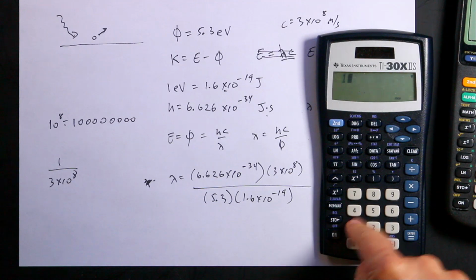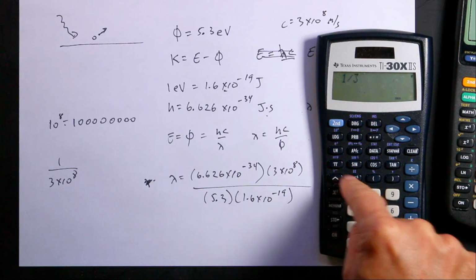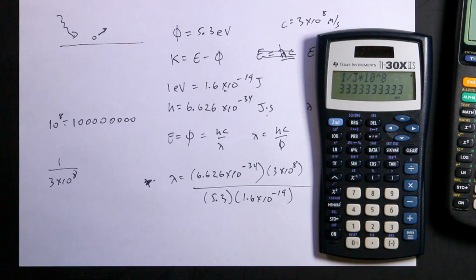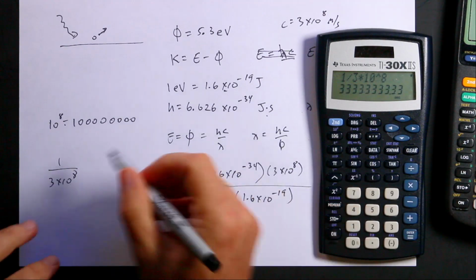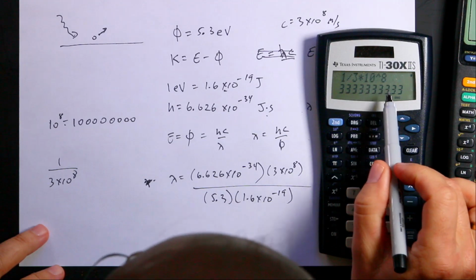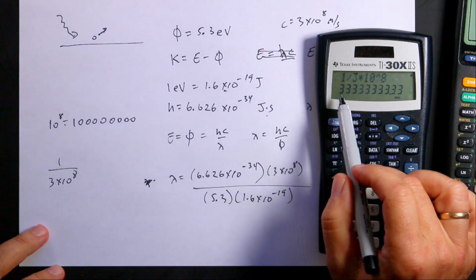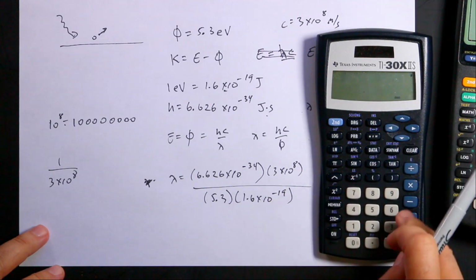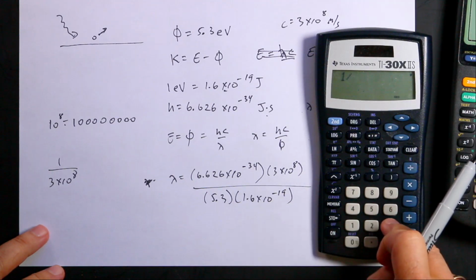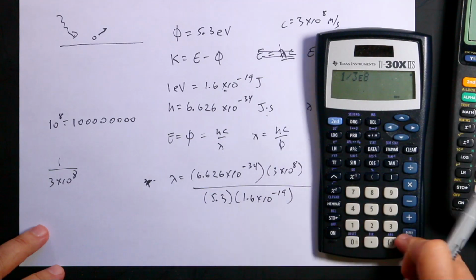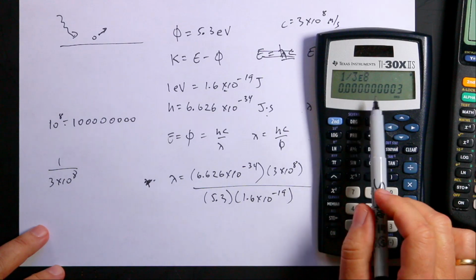So if I do 1 divided by 3 times 10 to the 8th, I get 3, and this is 1, 2, 3, 4, 5, 6, 7. I get 3 times 10 to the 7th. That's wrong. If I do it this other way, 1 divided by 3 scientific notation 8, I get a much smaller number. This is right.